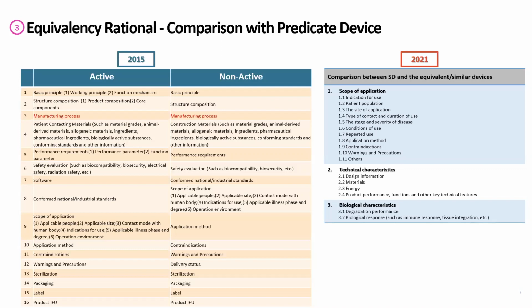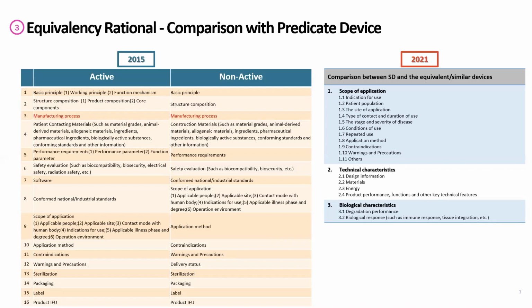That is my opinion about the scope of application. The second thing is about the technical characteristic. In this part, we need to compare the design information, the materials, the energy, and the product performance functions, and other key technical features. Previously, I read the EU NMPA regulation that it mentioned that you can only choose the same material device as the predicate device.